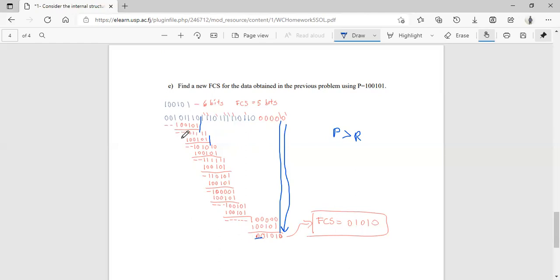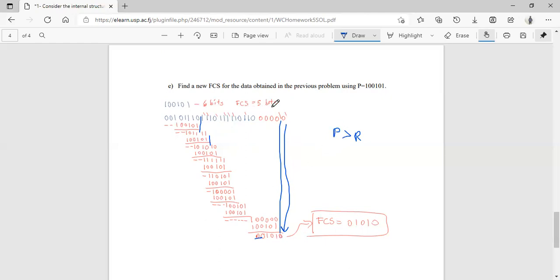After each stage, this is my remainder. You can see after the XOR operation, this is my value, and after bringing this 0 down, I'm only left with 4 values. The size of this remainder is 4 bits long. This is less than the polynomial size, so we stop at this particular point.